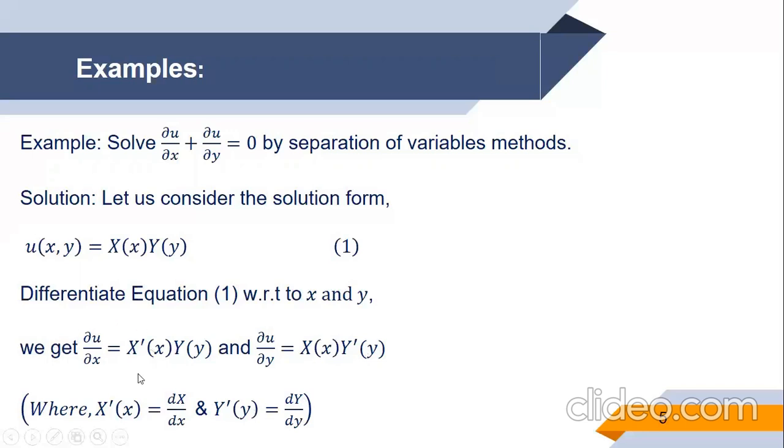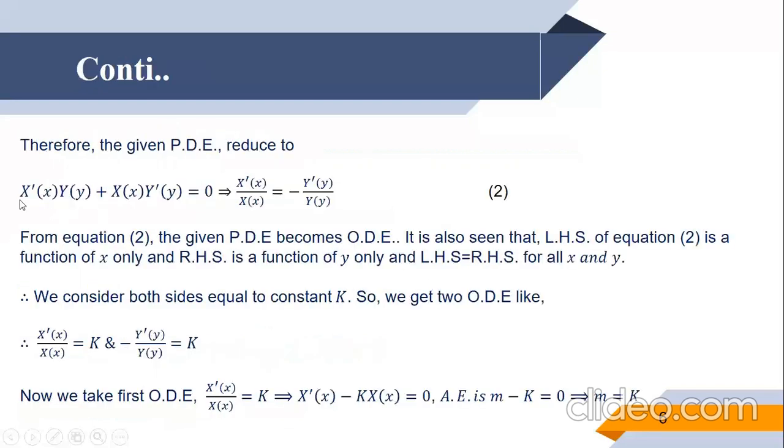Now we put both del u by del x and del u by del y in the given equation. Then the given PDE can be reduced to X dash of x, Y of y plus X of x, Y dash of y is equal to 0.